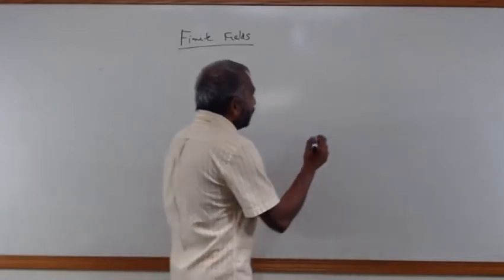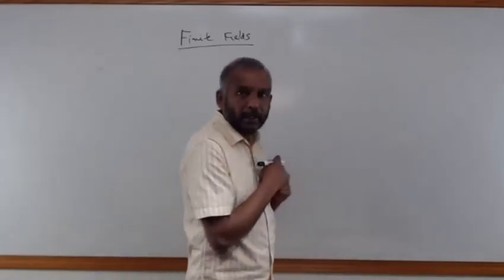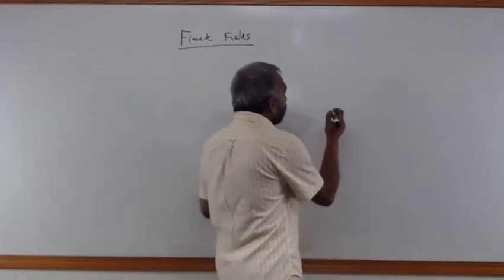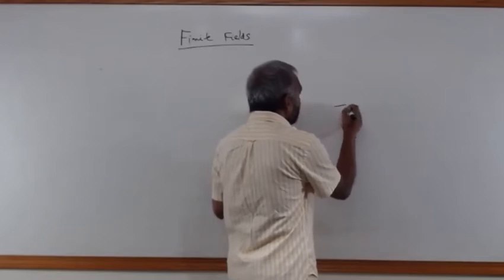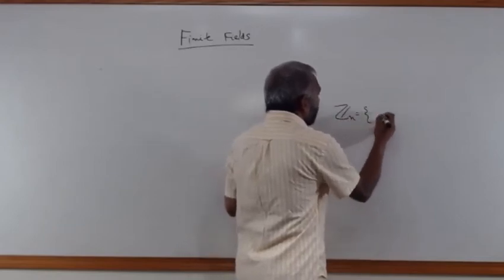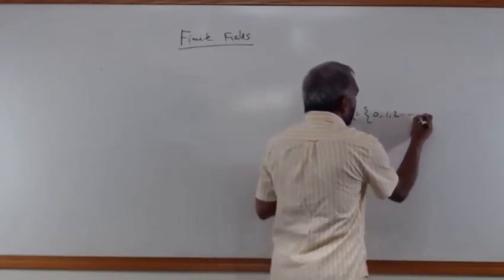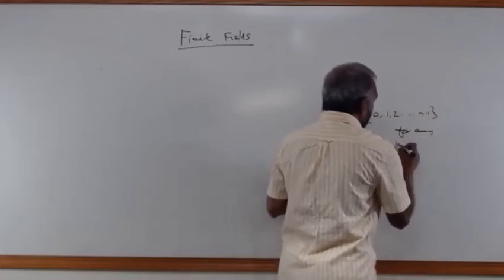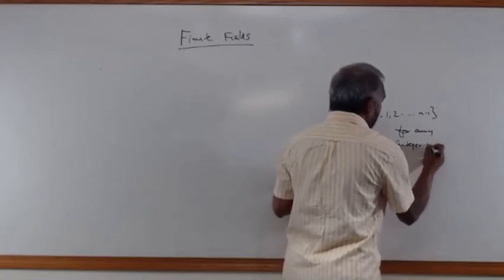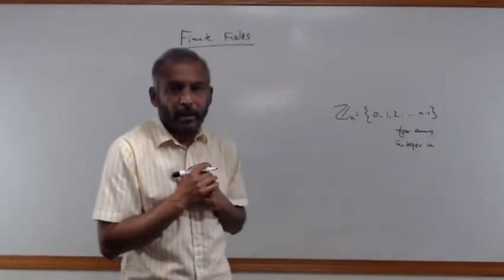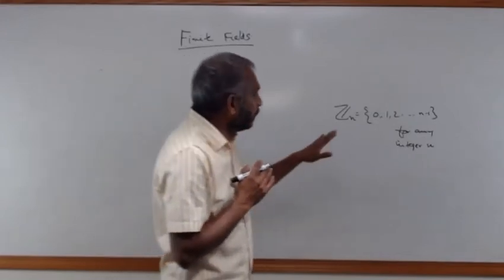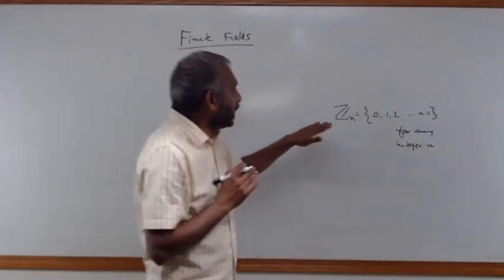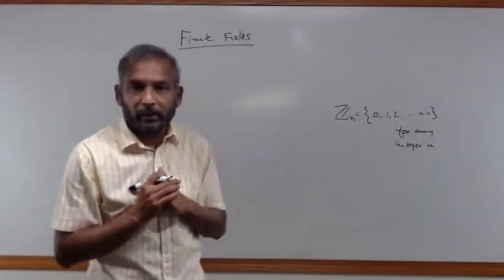In group theory, you know that you can create a finite group of any size, like Zn, which is 0, 1, 2, up to n minus 1 for any integer n. So you can create a group with any number of elements. We can create a finite group with any number of elements.